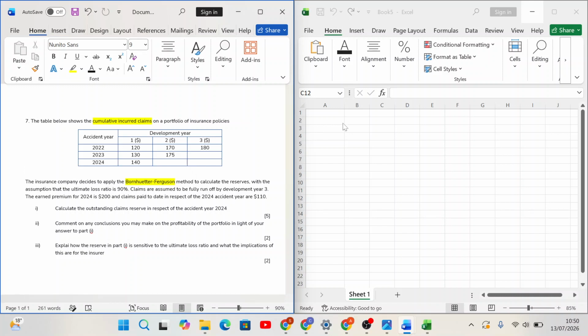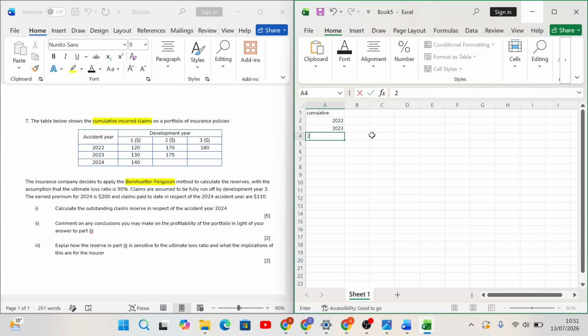So in our case, I'll just transfer the table. I'll write cumulative. Like I had mentioned, if you have incremental values, the first thing to do is to change them to cumulative. So 2023, 2024. Development years I have 1, 2, and 3. 120, 130, 140. Be careful when you're copying your data not to copy the wrong thing. 170, 175, and finally 180. The examiner has also given us the loss ratio. In this case it's 0.9, 90%.